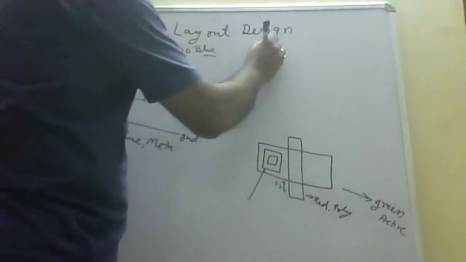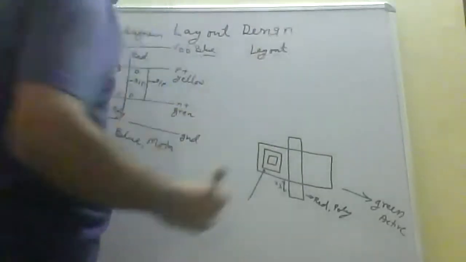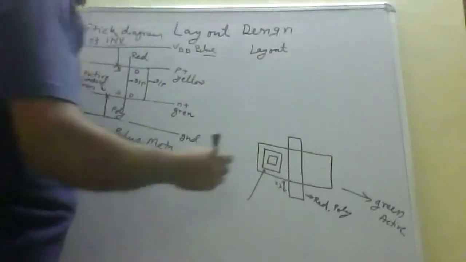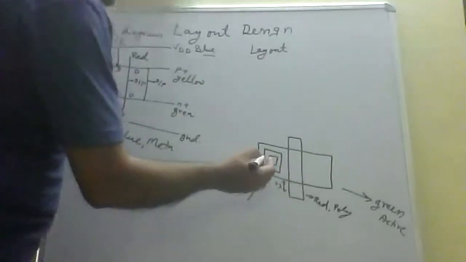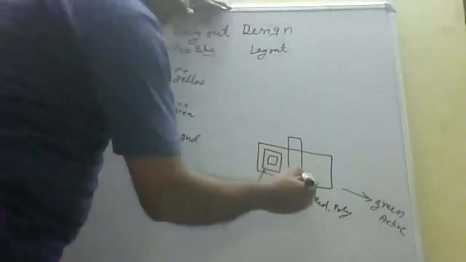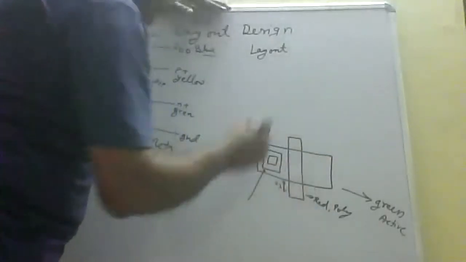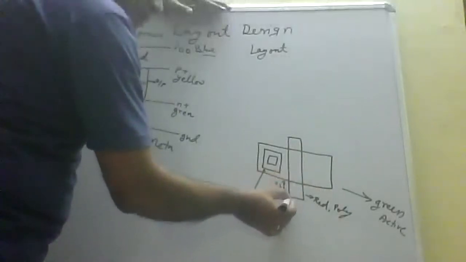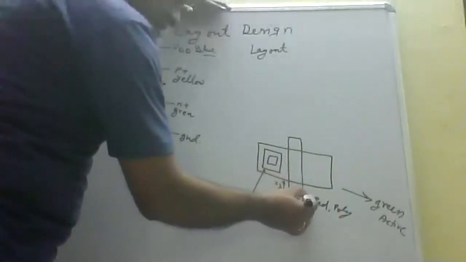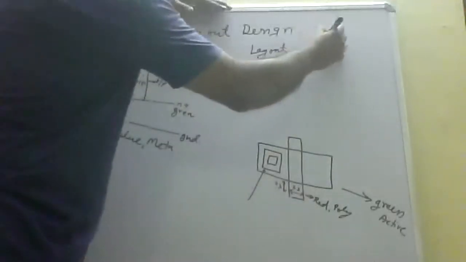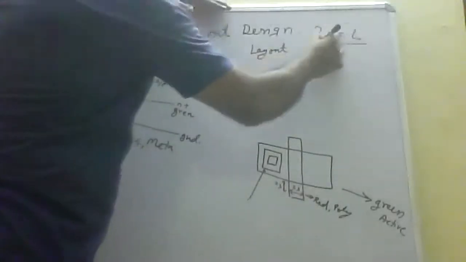This is the layout. In the layout, we worry about the dimensions. Okay, sir. Right. So now this layout. In this layout, this is the green active, and here this is the polysilicon, red poly. It has an overlap here of 2 lambda, and this distance is also 2 lambda. 2 lambda is the channel length L.